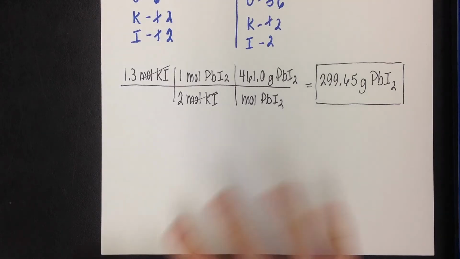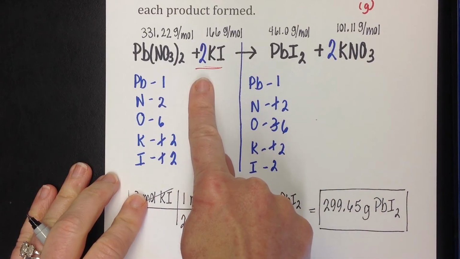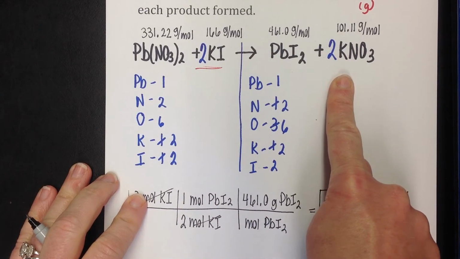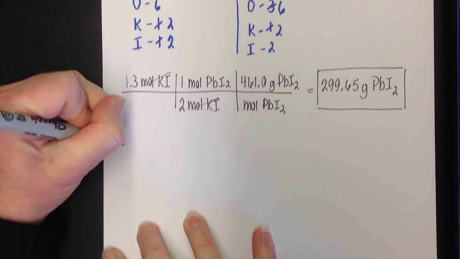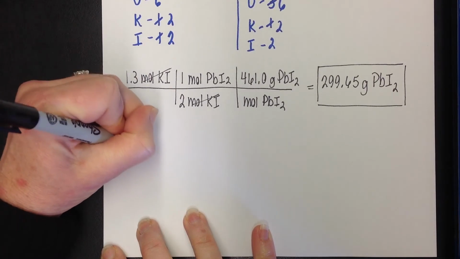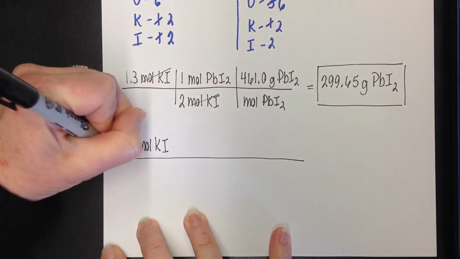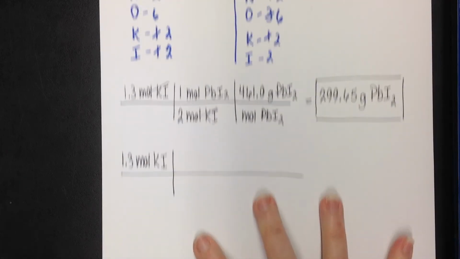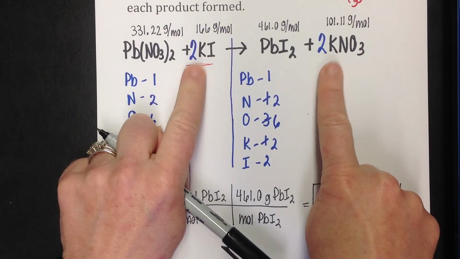All right. Now we're ready to use the same information and say, okay, if I have 1.3 moles of potassium iodide, how many grams of potassium nitrate can I make? So we're still going to start with the 1.3 moles of KI. It's already in moles, so I'm ready to jump right into my ratio. The question is, what's the ratio between this time? And the answer is, I'm starting with this and I'm solving for this. This is a 2-to-2 ratio.